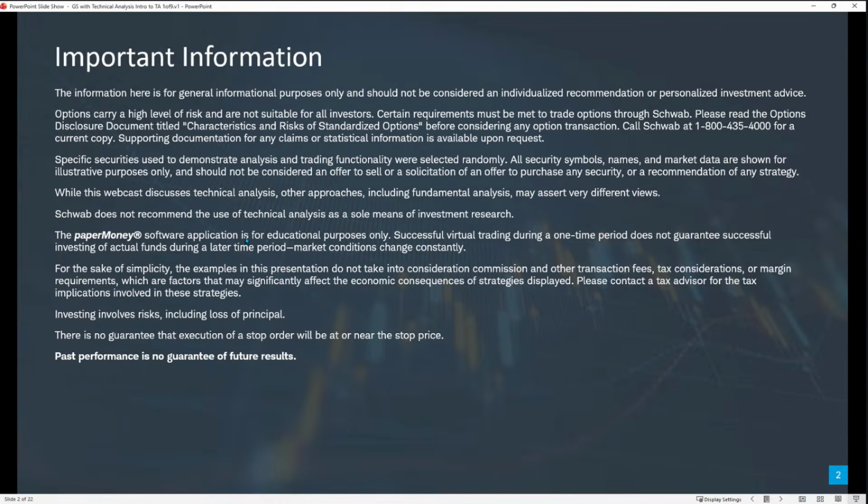We are using the Paper Money software application on the Thinkorswim desktop platform. It is a great place to learn and hone your skills and make sure you understand what you're doing and how you're doing it, that you have a trading plan in place, and that you know how to maneuver the mechanics of the Thinkorswim platform. Know that there are some nuances or differences, and we'll point those out as we go along. Also know that if we use a stop loss order, a stop market order, it doesn't guarantee that we're going to get out at the price we requested.